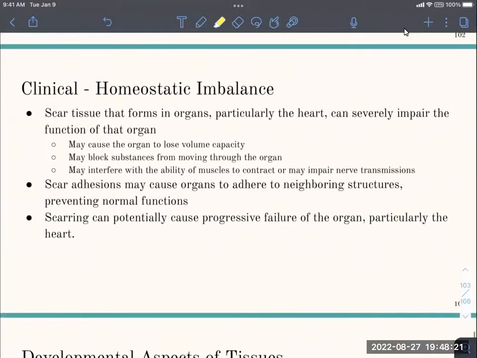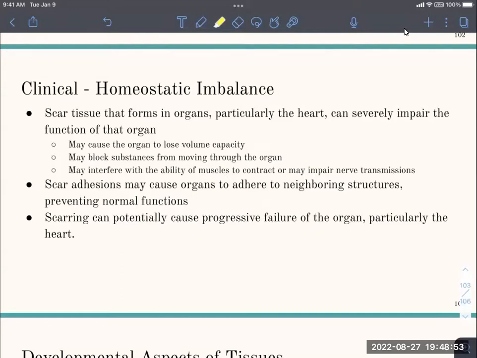So scar tissue can form in organs like the heart. And as scar tissue gets formed in the heart because of damage, the heart doesn't function as well. It cannot fill up as well. It cannot pump as well. It may interfere with its ability to contract or impair nerve transmissions in the heart, because your heart actually has its own conducting system that causes it to contract on its own.